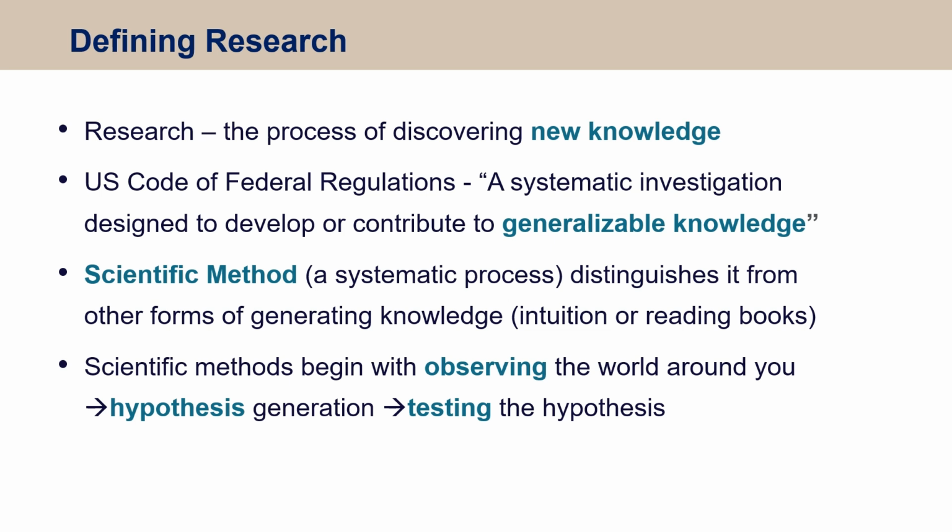And the difference between research and other ways of generating knowledge is the presence of the scientific method, which is a systematic process. But there are other ways of generating knowledge, such as intuition or reading books, but they are different and they do not have a scientific method, which is a systematic, rigorous process of generating generalizable knowledge.